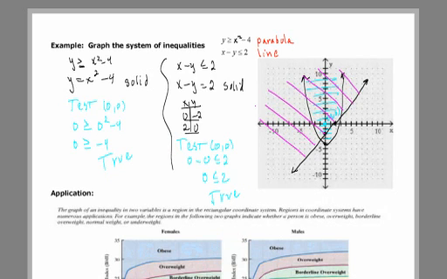Now what we have to do is do a final shading of where both the blue and the purple or pink overlap. And by using two colors, I can see the region where the shadings overlap is this part here, bounded by the line and the parabola. There, where the two shadings overlap.